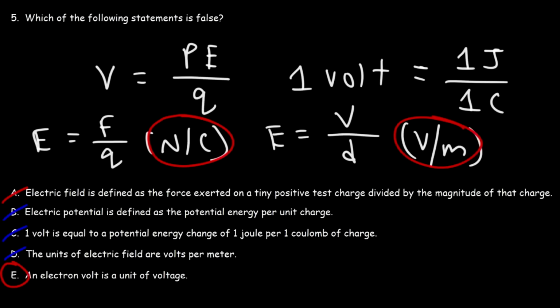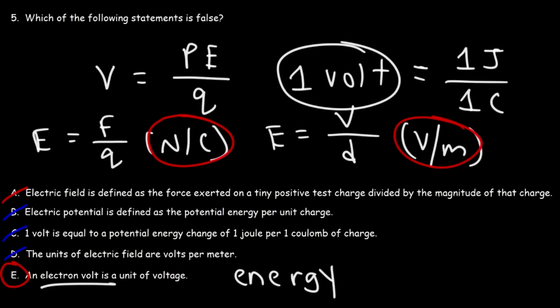So E has to be false. An electron volt is not a unit of voltage. The unit volt is a unit of electric potential, and it's also a unit of voltage. The electron volt is not a unit of voltage, but it's a unit of energy. And that's what you need to watch out for.